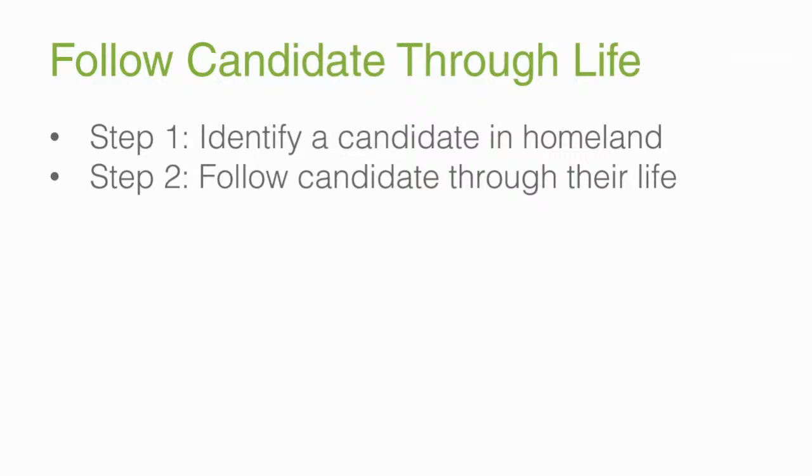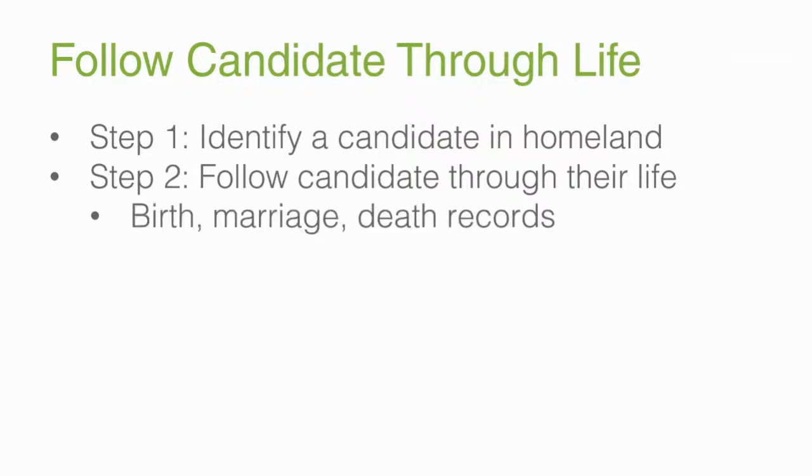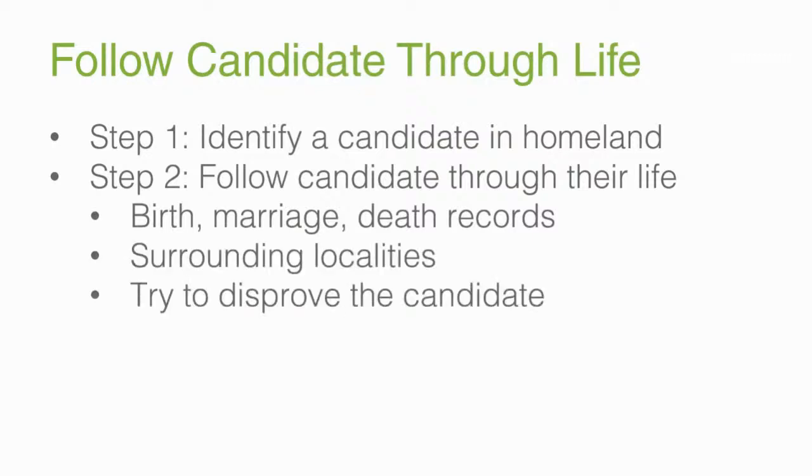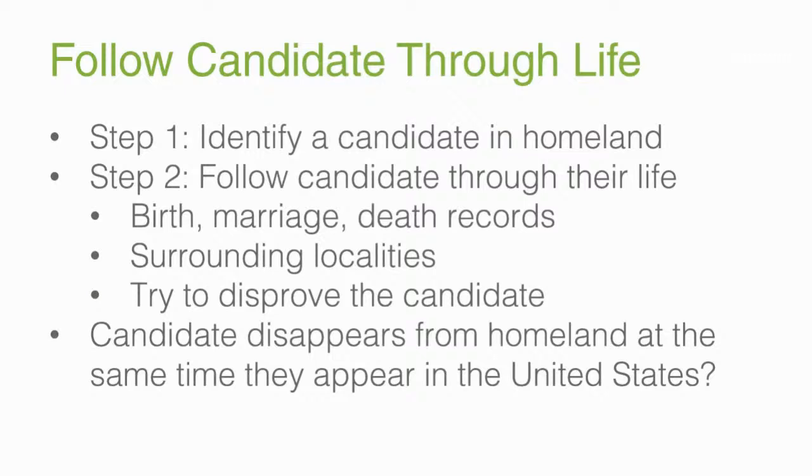So make sure that you're actually saying, okay, I'm going to try and disprove this is my person before I make the assumption that I've really found the right person. So make sure in the homeland, in the country of origin, that you're looking at birth, marriage, and death records. Search in the surrounding localities, just try to disprove that candidate. So really you're trying to say that they disappeared from the records in their homeland about the same time they appear in the United States.